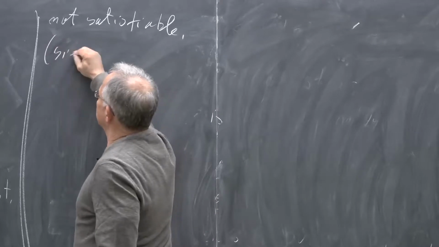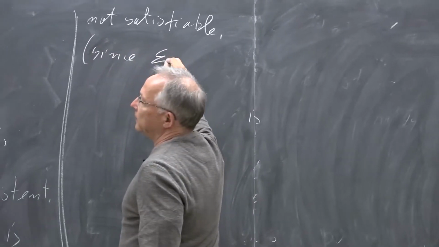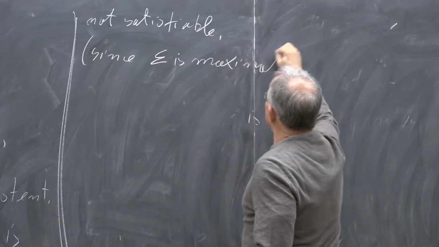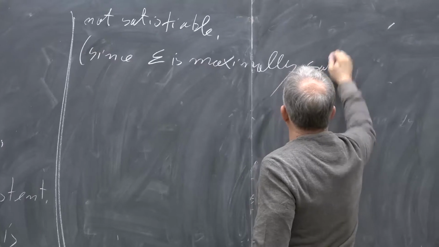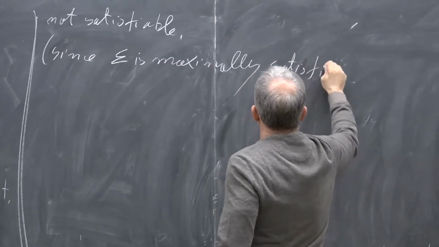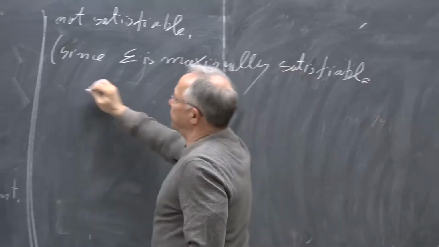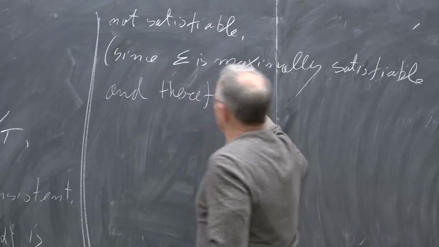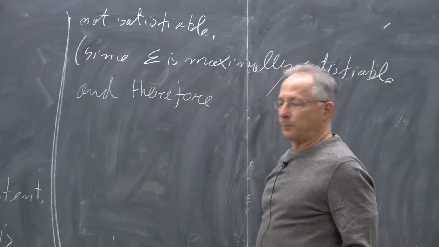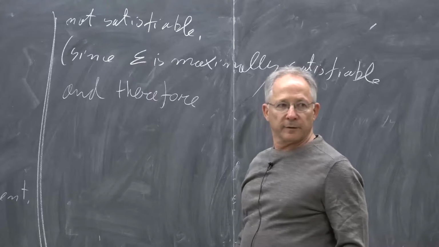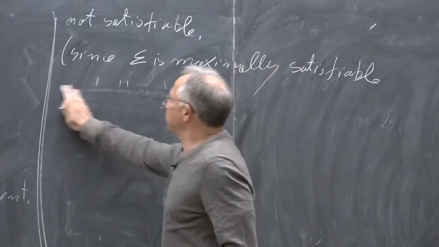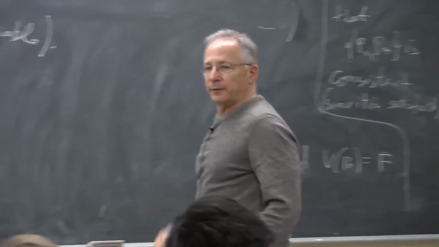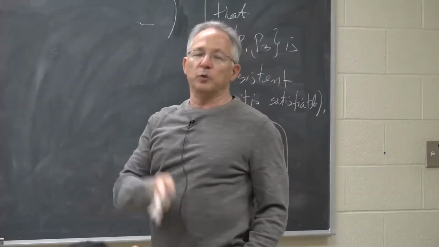Since sigma is maximally satisfiable, and therefore if it doesn't imply alpha, this is not satisfiable. This is a discussion that we had last time. If it's maximally satisfiable and it doesn't imply something, you cannot add it without ruining the satisfiability.